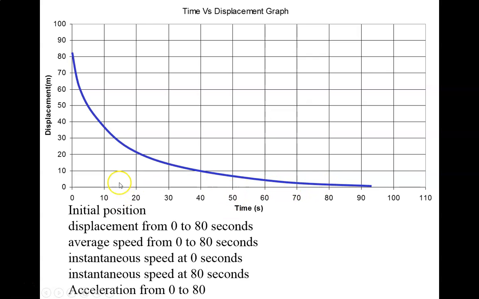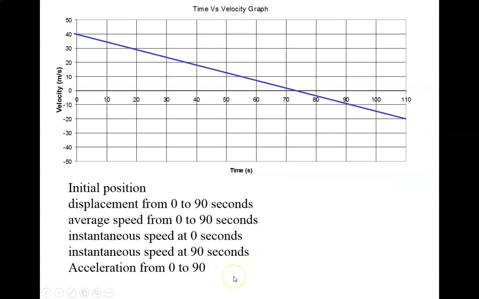The average speed, look at the displacement and divide by the time. The instantaneous speed at 0 seconds would be the slope of the tangent line at 0 seconds. And the instantaneous speed at 80 seconds would be the slope of the tangent at 80 seconds. And then the acceleration here, again, if you get an acceleration from a displacement versus time graph, you don't have to do it. But we already have the numbers from what we just did. So, all right.